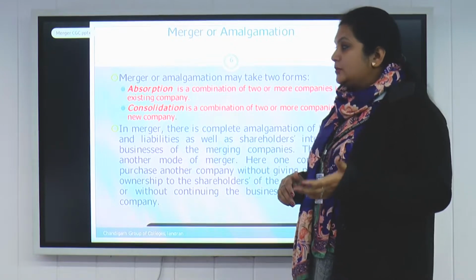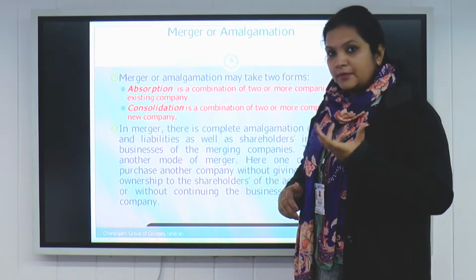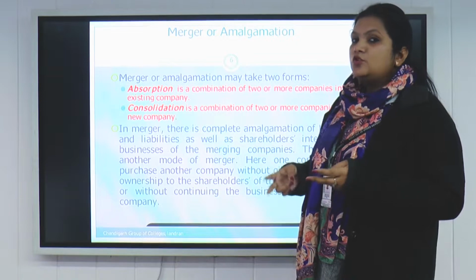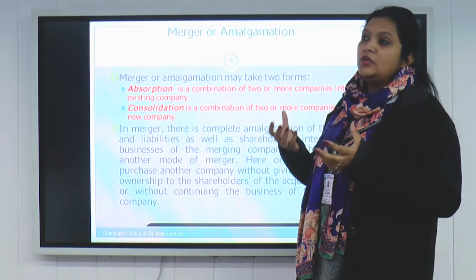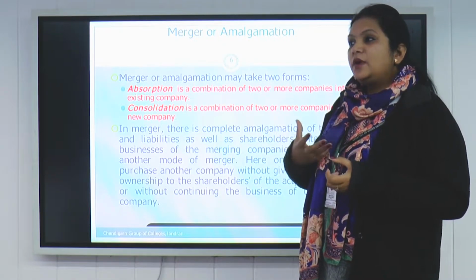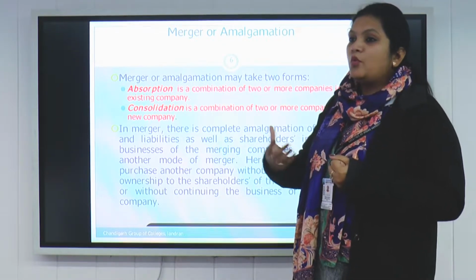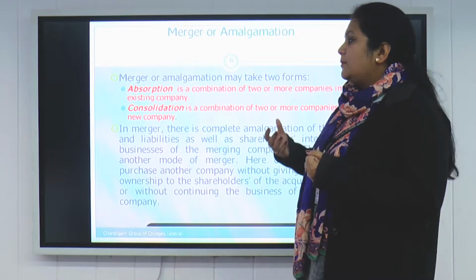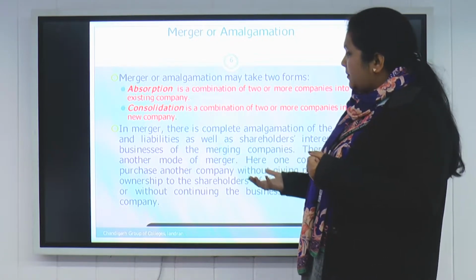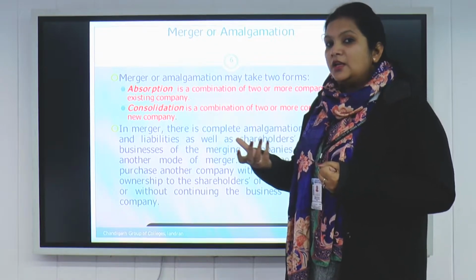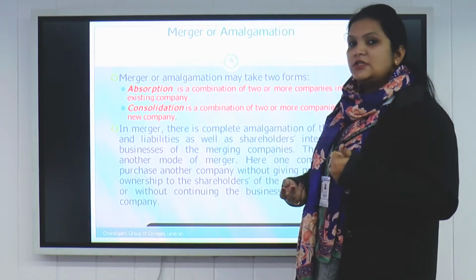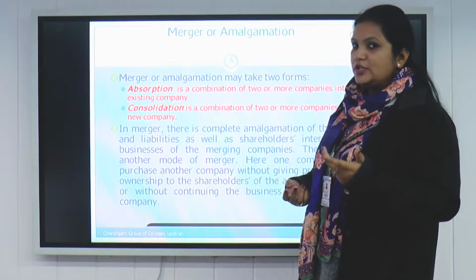Moving further, about merger or amalgamation. These are two terms that are used as synonyms, and when you enter into financial terminology, you get to know what liquidation is all about, what amalgamation is all about. But here, when we talk about merger or amalgamation, it can be considered in two forms. The first is absorption, and another is consolidation.